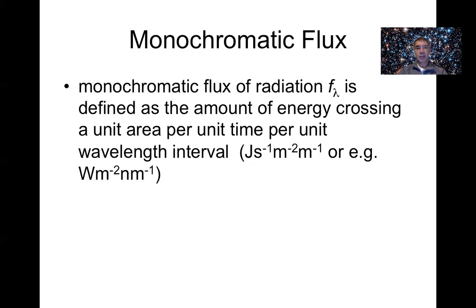Okay, so let me go through that again. So the monochromatic flux, F lambda, is the amount of energy crossing a unit area per unit time per unit wavelength interval. So sometimes seeing the units helps get a feel for what we're talking about here. So it's the number of joules per second per meter squared, representing a unit area. And officially, of course, in SI units, the unit of wavelength would be a meter. So that's per meter representing per unit wavelength interval.